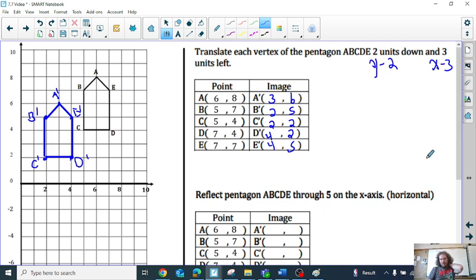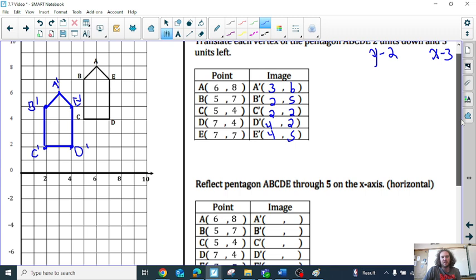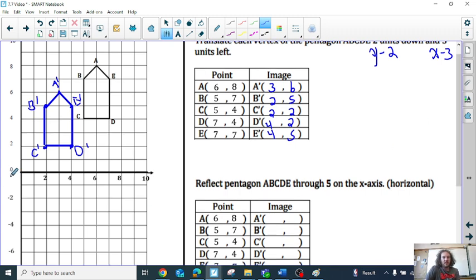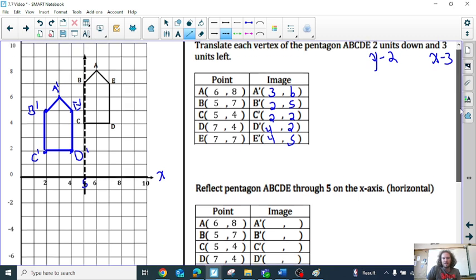Okay, and then finally, if I want to do the same thing for my reflection here, reflect the pentagon through 5 on the x-axis. So what does that mean, 5 on the x-axis? It means find the number 5 on the x-axis. So the horizontal line here is my x-axis, and the number 5 is right there. So what that's telling me to do is take a line at 5 and make that my mirror, make that my reflection.